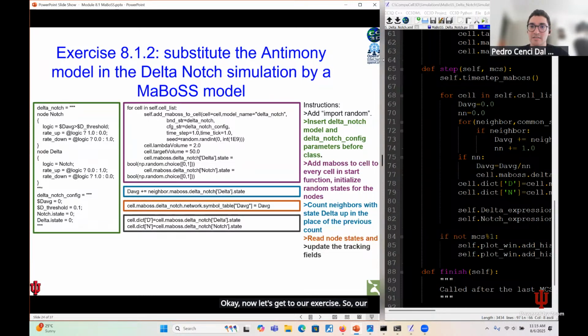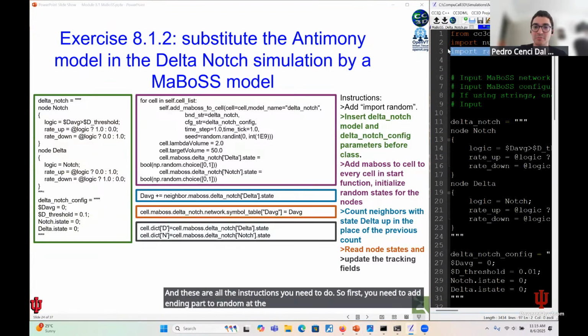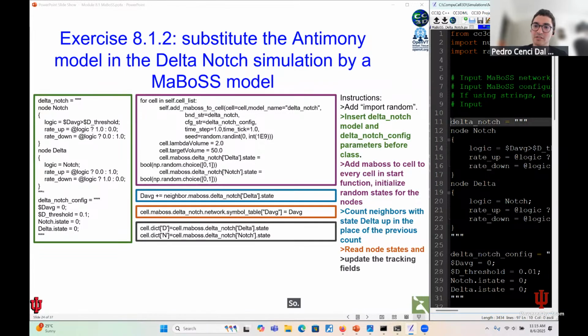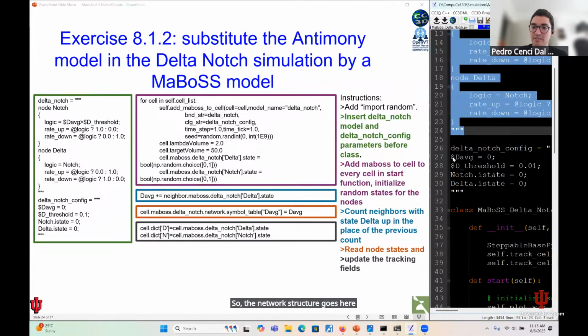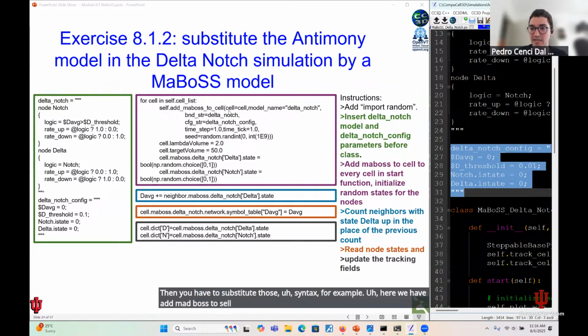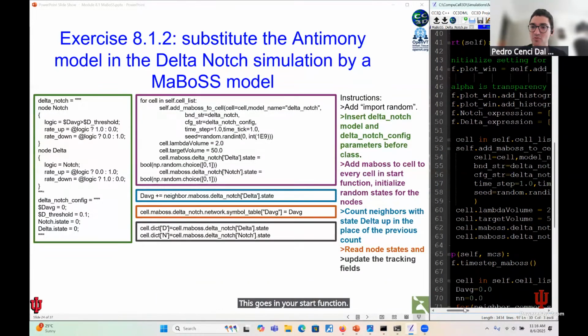So our exercise is basically switching antimony for MaBoSS, and these are all the instructions you need to do. So first, you need to add an import random at the top of your simulation. Then you need to add your delta notch simulation and your delta notch configuration. So the network structure goes here, and then the configuration goes here. Then you have to substitute those syntax. For example, here we have add MaBoSS to cell instead of add antimony to cell. This goes in your start function after the for loop over cells.